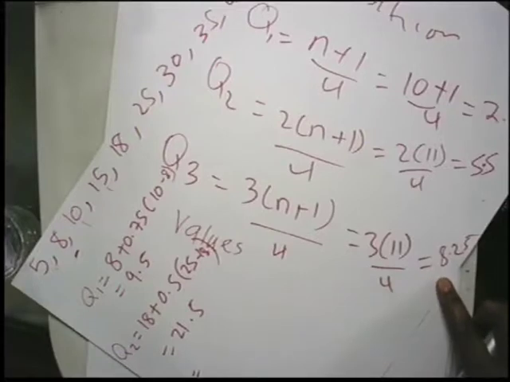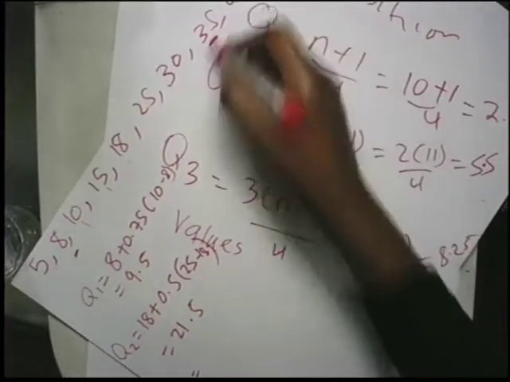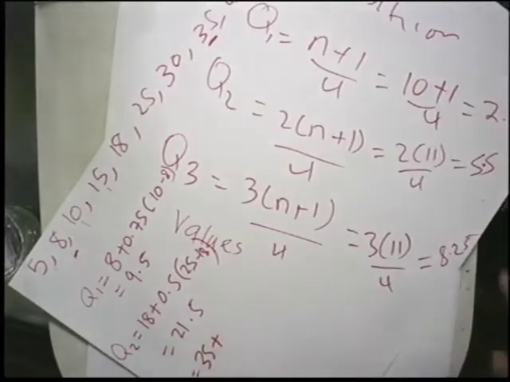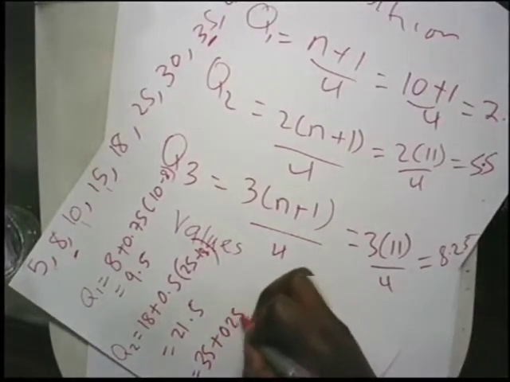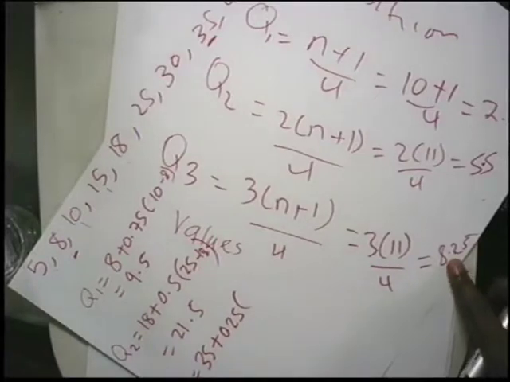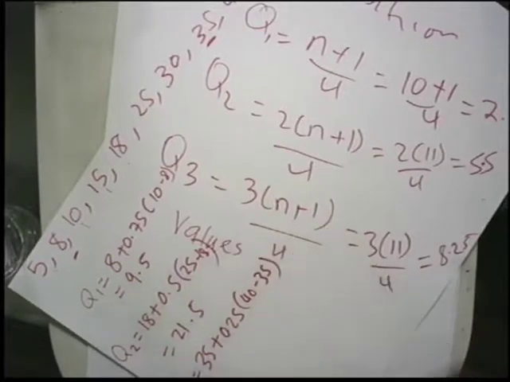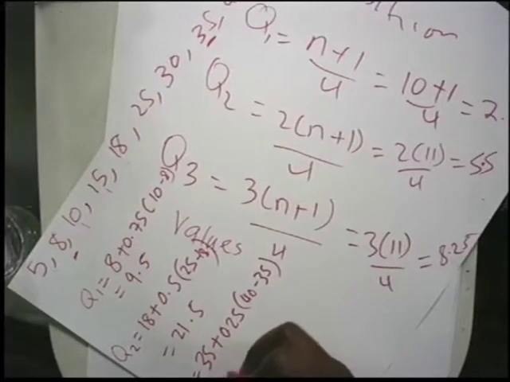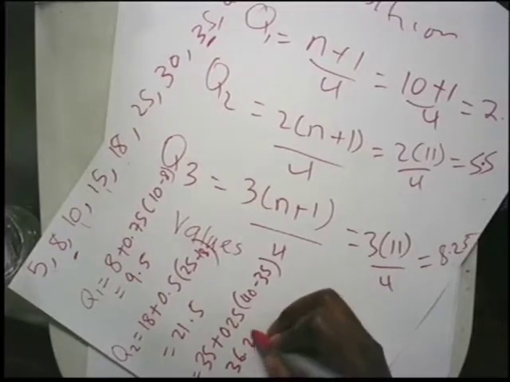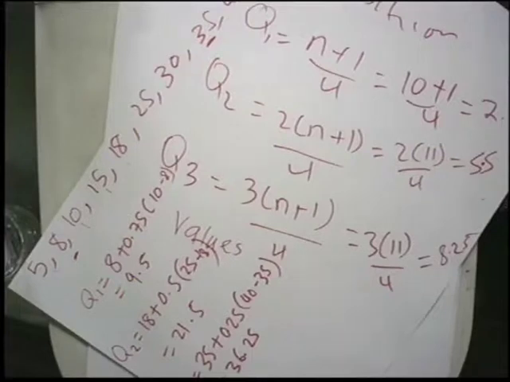Quartile 3, our answer is 8.25. What is the number on the 8th position? It is 35. So we put 35 plus the decimal part, 0.25. Then the value after the value on the 8th position is 40, minus the value on the 8th position, which is 35. So 40 minus 35 is 5. 5 multiplied by 0.25 will give us 1.25, plus 35, that will give us 36.25.